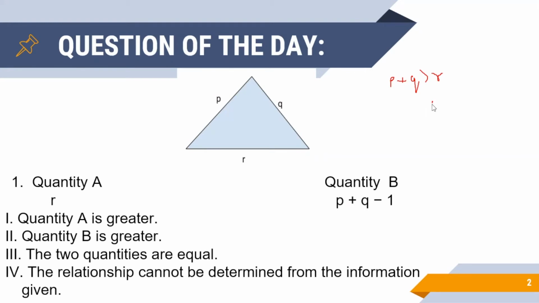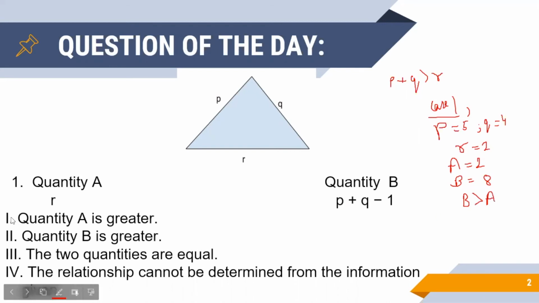So, let us assume for case 1 that P has a value of 5, Q as 4 and R as 2. Hence, in this case, quantity A will be equal to R, that is 2, and quantity B will be equal to 5 plus 4 minus 1, that is 8. Hence, in case 1, A is equal to 2 and B equals 8, and thus B is greater than A. Thus, after case 1, we can safely eliminate options 1 and 3.